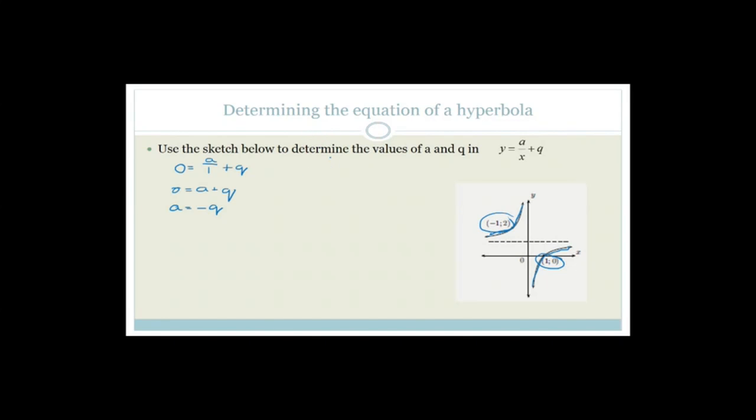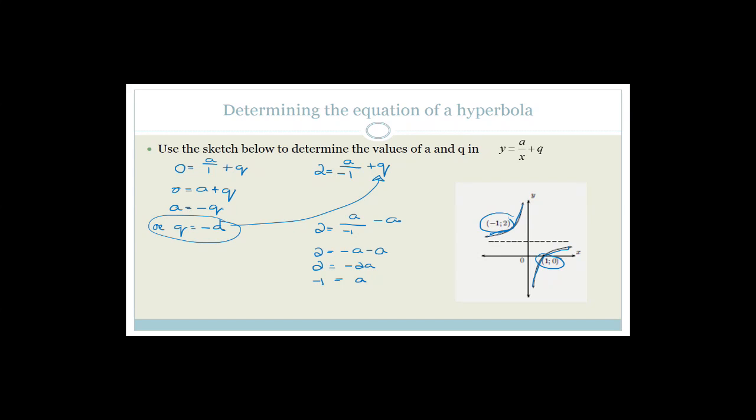Now we're going to use that and use this part of the graph with this value. So when x is minus 1, y is 2. So you've got 2 is equal to a over minus 1 plus q, right? But we know that a plus q equals naught, or a is equal to minus q, or that q equals minus a, right? So I'm going to substitute into there and solve for a. So 2 is equal to a over minus 1, and then q is equal to minus a, so it's minus a. Do you agree that that becomes 2 is equal to minus a minus a? So 2 is equal to minus 2a, so therefore a is equal to minus 1.